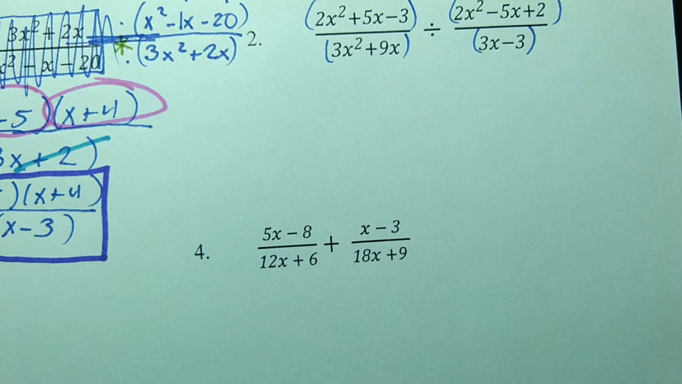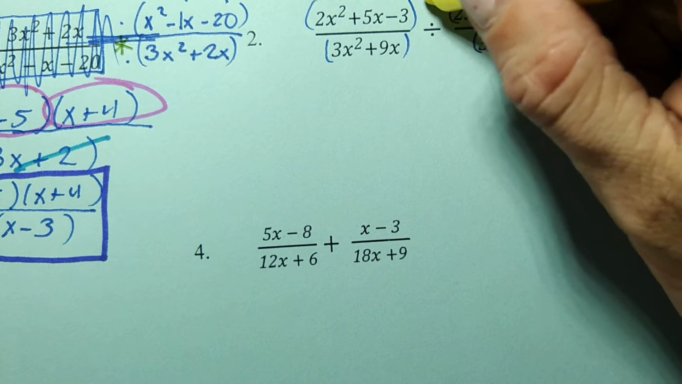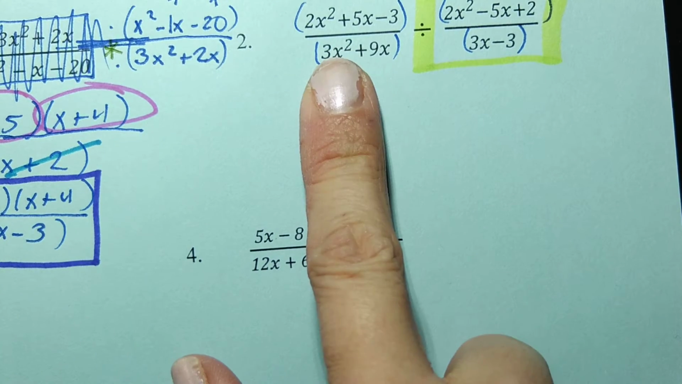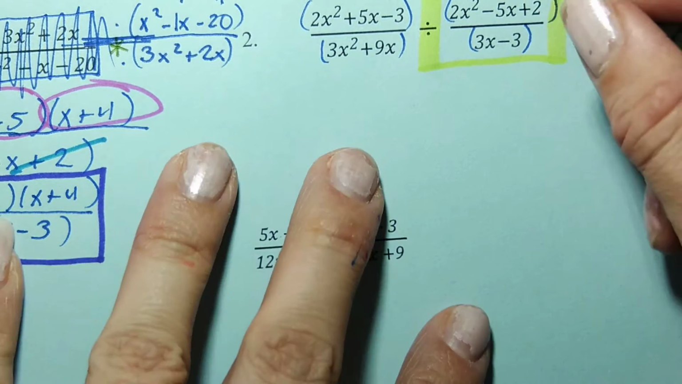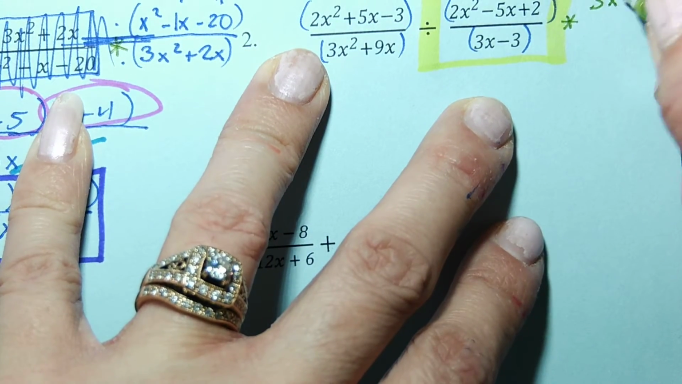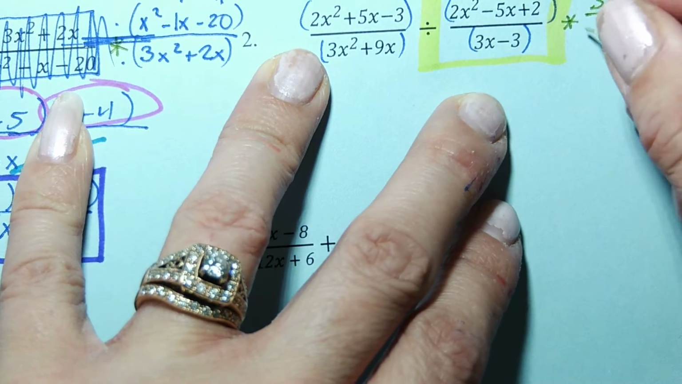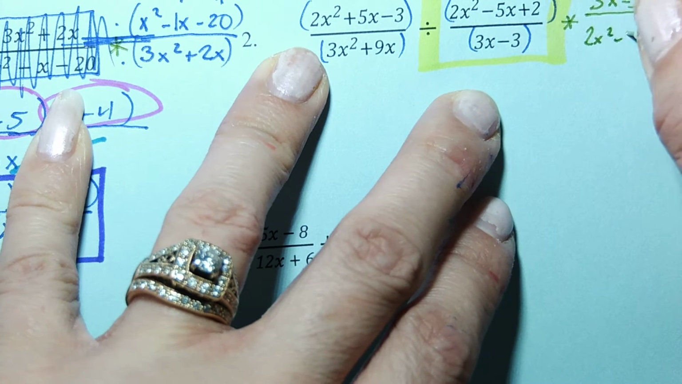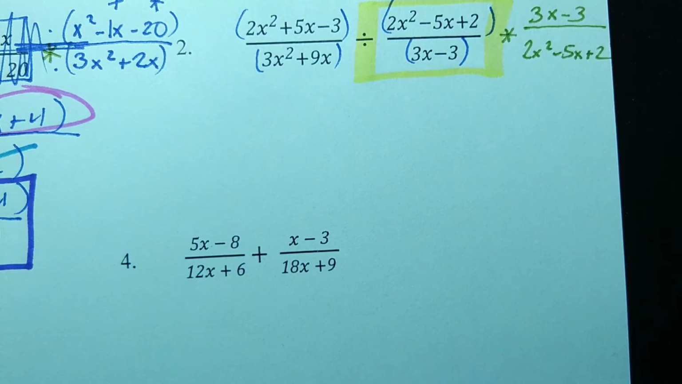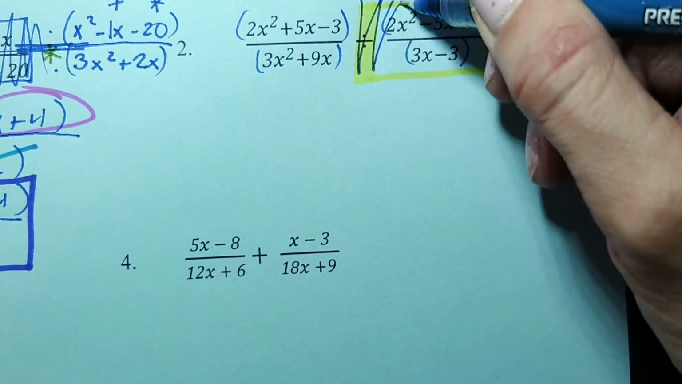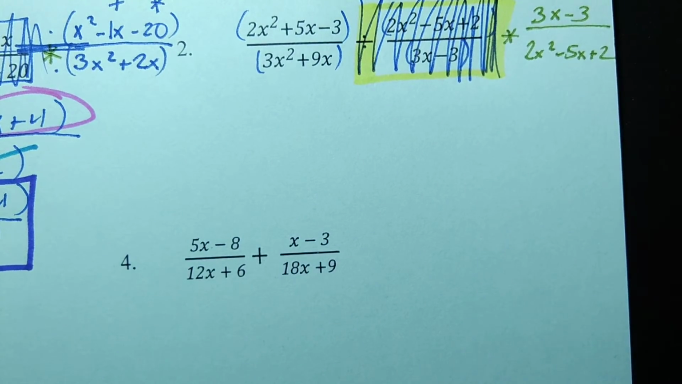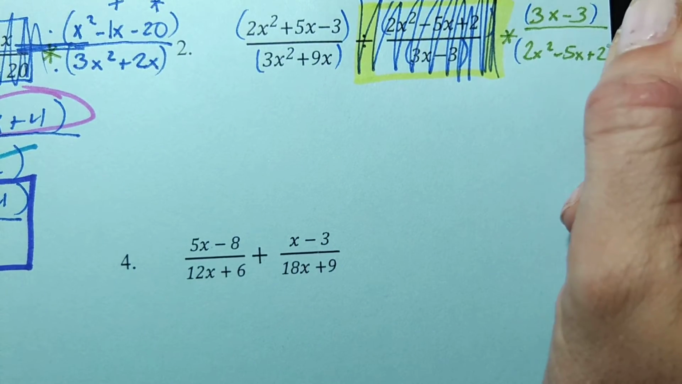Before I get too excited about factoring, our operation is division. So we're going to have to keep the first fraction, change to multiplication, and flip that second fraction. So 3x minus 3 on the top, 2x squared minus 5x plus 2 on the bottom. Cross it off so you don't try to use it. And trap, trap.